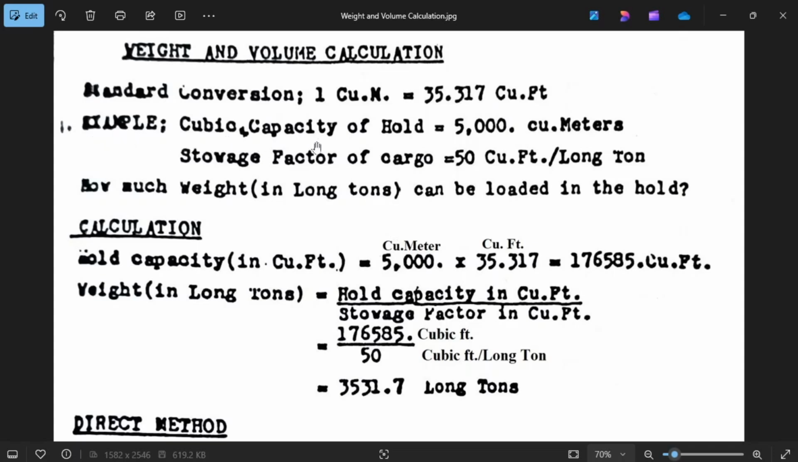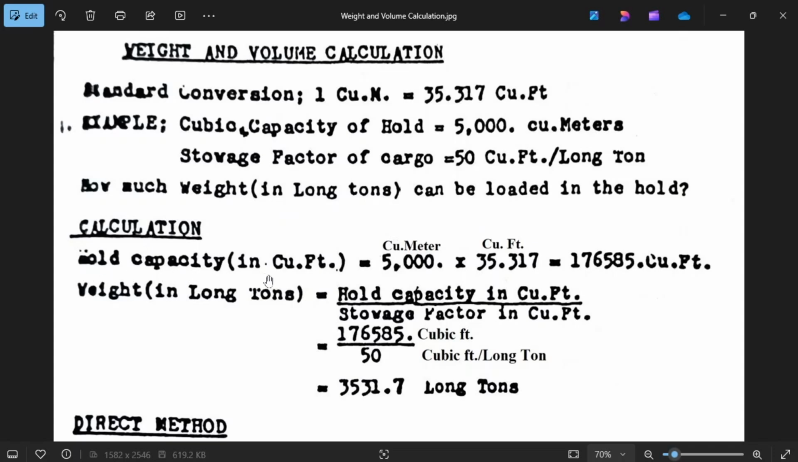The cubic capacity of the cargo hold is 5,000 cubic meters. Okay? And the storage factor of the cargo is 50 cubic feet per long ton. Okay, so how much weight in long tons can be loaded in the hold? So he is asking the weight in long tons that can be loaded in the hold. And this is the answer or the calculation.